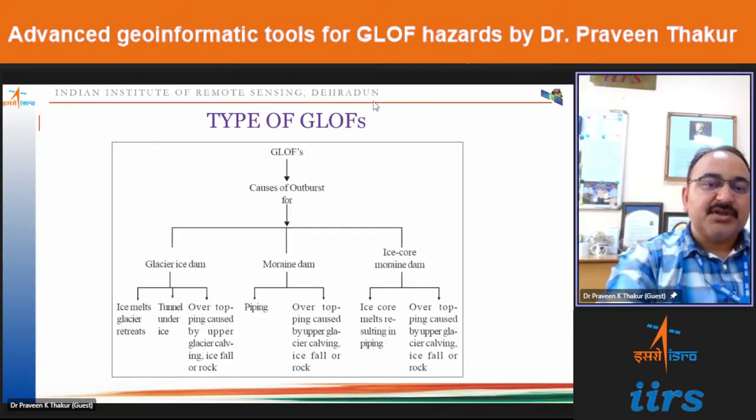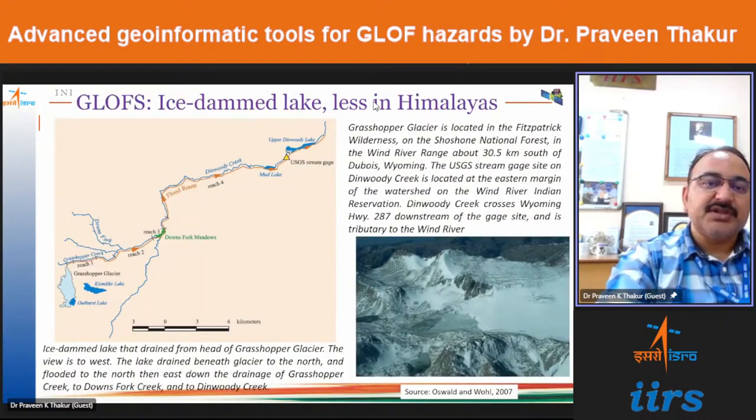So this is again a summary of how a GLOF can happen, either in the case of a glacier ice dam, moraine dam, or the ice core dam. So this is one example of an ice dam lake where it has breached and caused flooding in this particular area in North America.